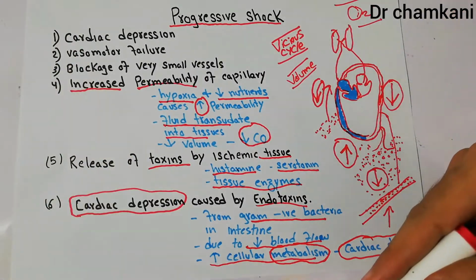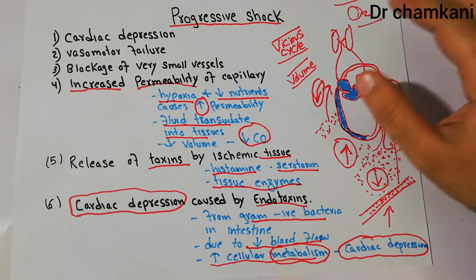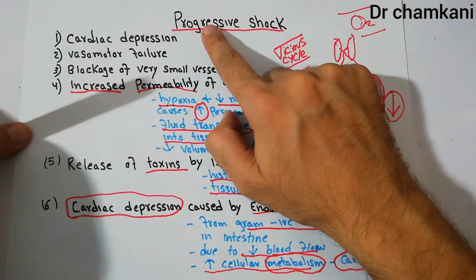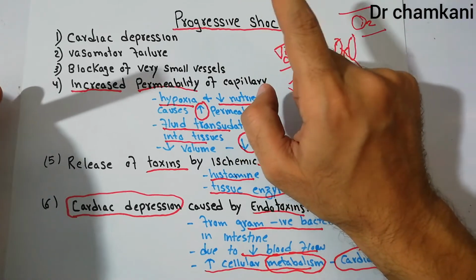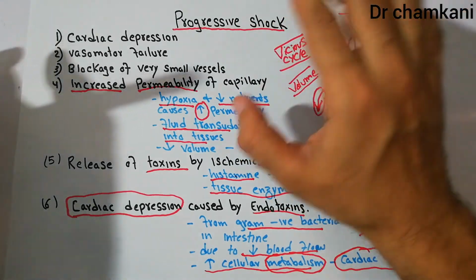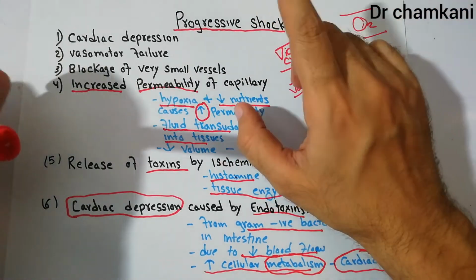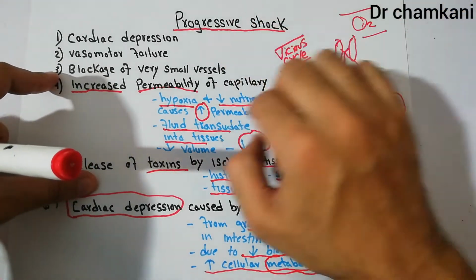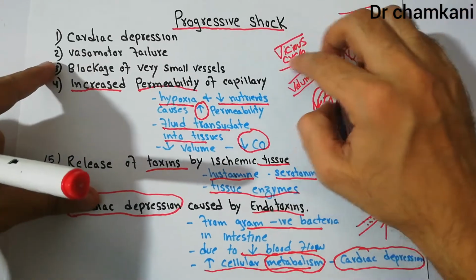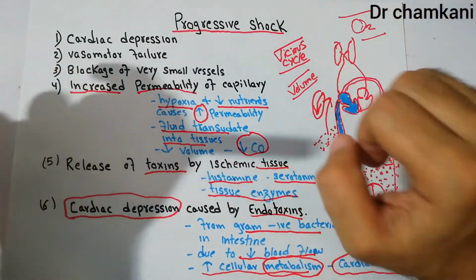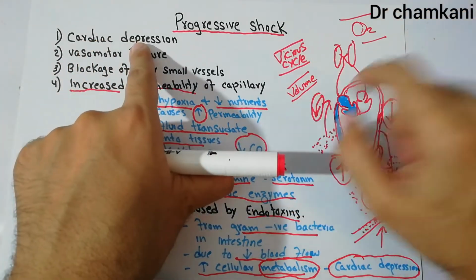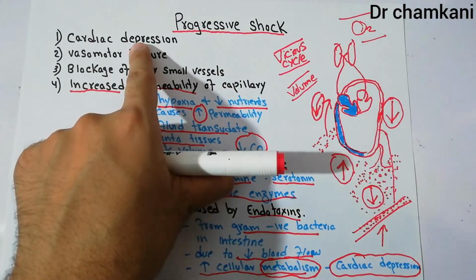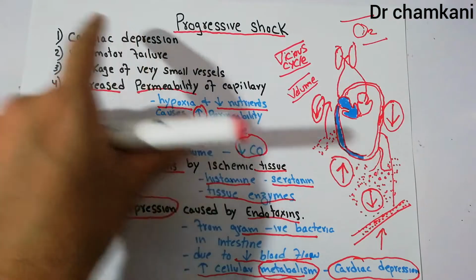There are some other factors which we will discuss in the coming lectures, but these are the factors we have discussed so far in progressive shock. Progressive shock occurs with increasing severity, and it is the second stage of shock, in which shock keeps on increasing, and shock basically breeds more shock. It keeps on increasing due to certain factors. The first factor is cardiac depression, which we have discussed in detail. When the supply of blood to the heart is not sufficient, then this condition occurs.